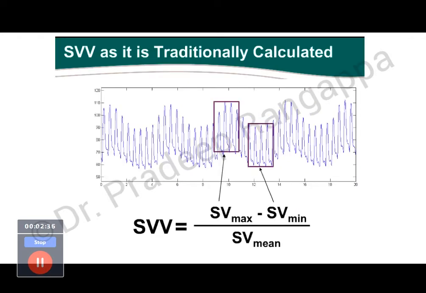Simply put, stroke volume variation is maximum stroke volume minus minimum stroke volume divided by mean stroke volume. So here, inspiration, how much it peaks and how much it comes down during expiration. We take the difference divided by the mean. That gives the stroke volume variation.